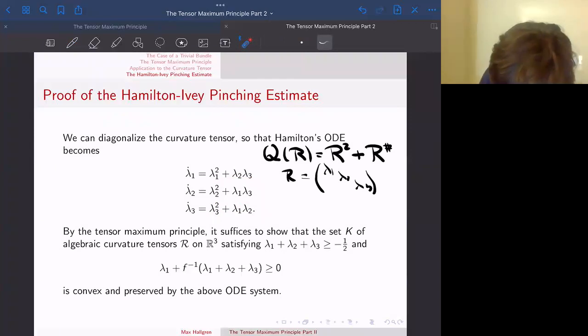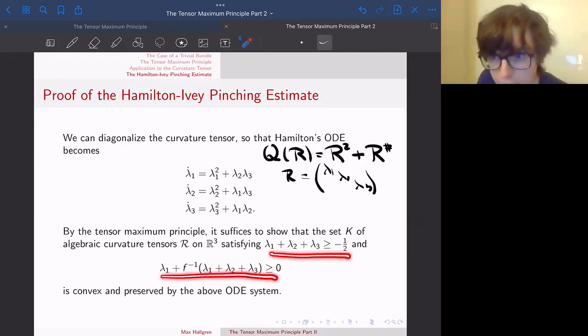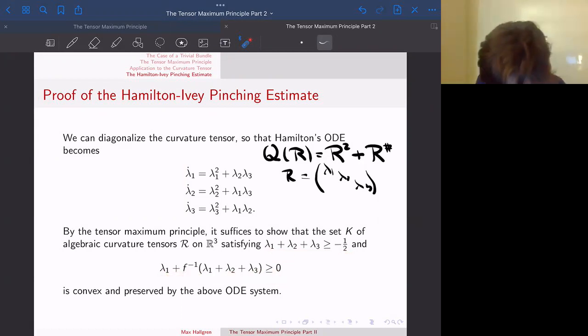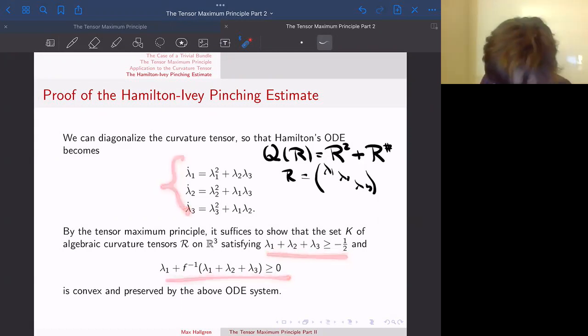And so that means that if we can show that solutions of this system of ODEs preserve the inequalities, so these 2 inequalities, which appeared in the statement of Hamilton-Ivey pinching, then if these inequalities initially hold for a solution of this, then they continue to hold.